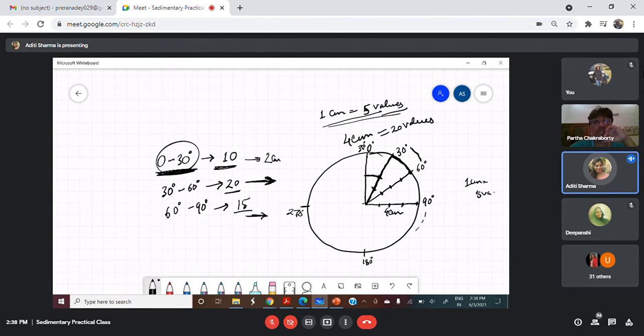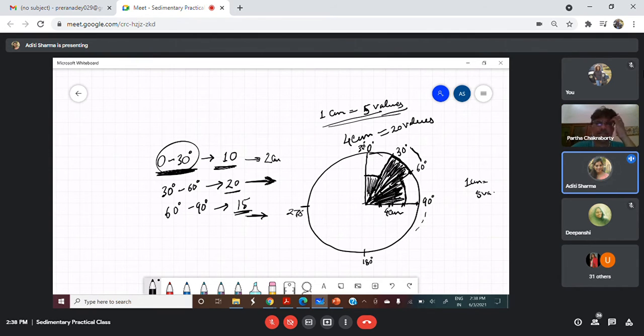Again, in the 60 degree to 90 degree interval, I am having 15 values. So again I will see that this is my 1 centimeter, representing 5 values, 2 centimeter 10 values, and 3 centimeter will represent your 15 values. So now I will mark this, and you will go like this for all the values. Okay, so if I shade this area, you will see that you have got 3 modes.